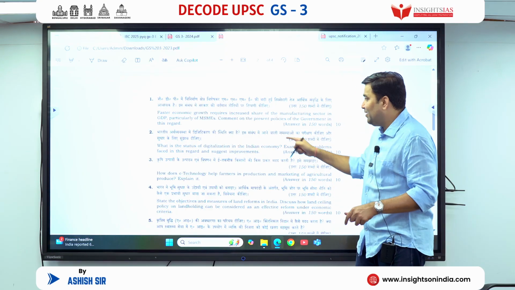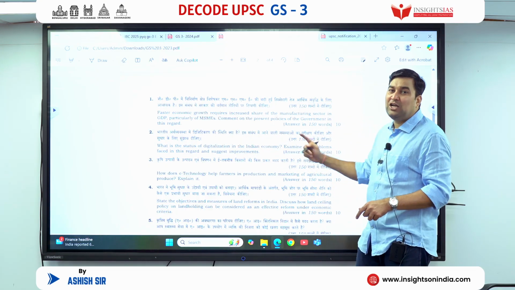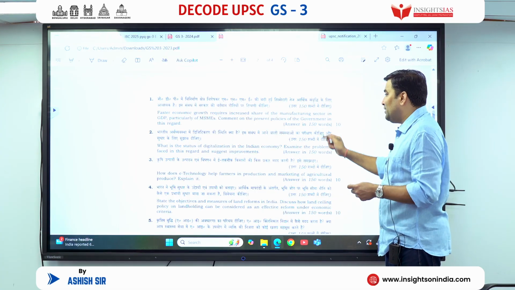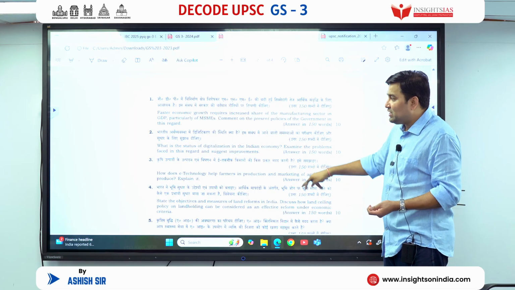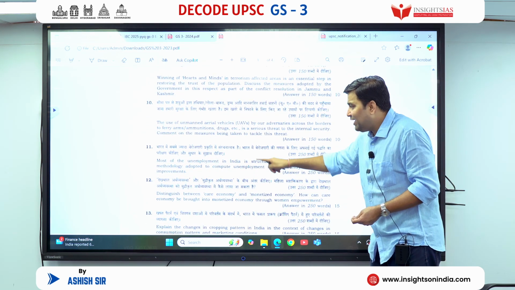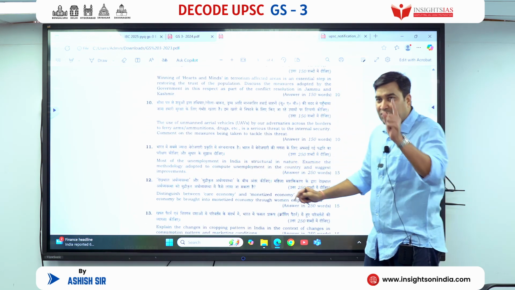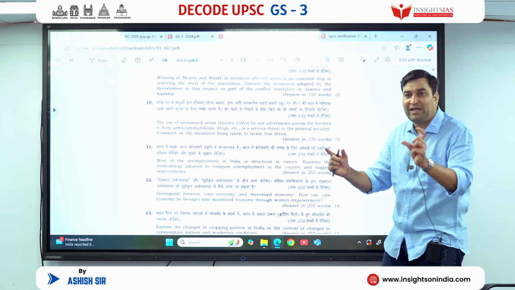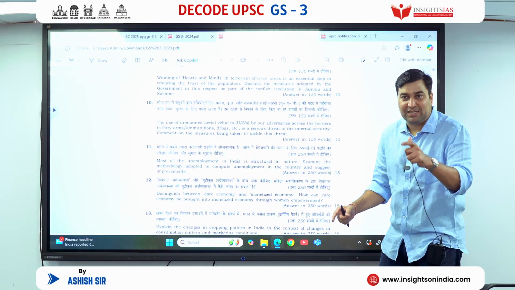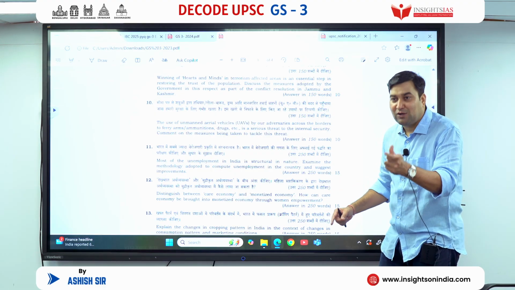Getting the point? Similarly, the status of digitalization in the Indian economy. How much is the digital status of the Indian economy? Why is it so? Then examine the problems in this regard. Meaning 1 and 2 is again economy. Similarly, if you just see question number 11 and 12, unemployment, correct? Now just see, unemployment is structural in nature, meaning the type of unemployment, and examine the methodology adopted to compute. Meaning this is basic about unemployment, how you are going to calculate it.